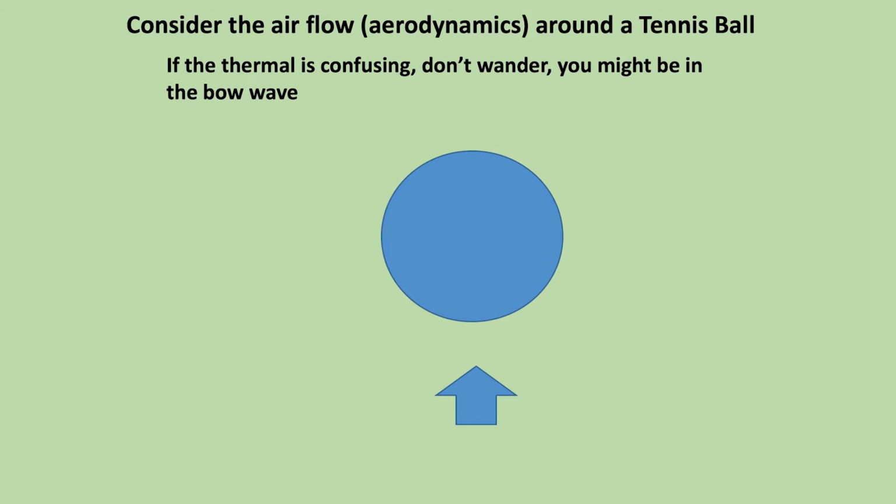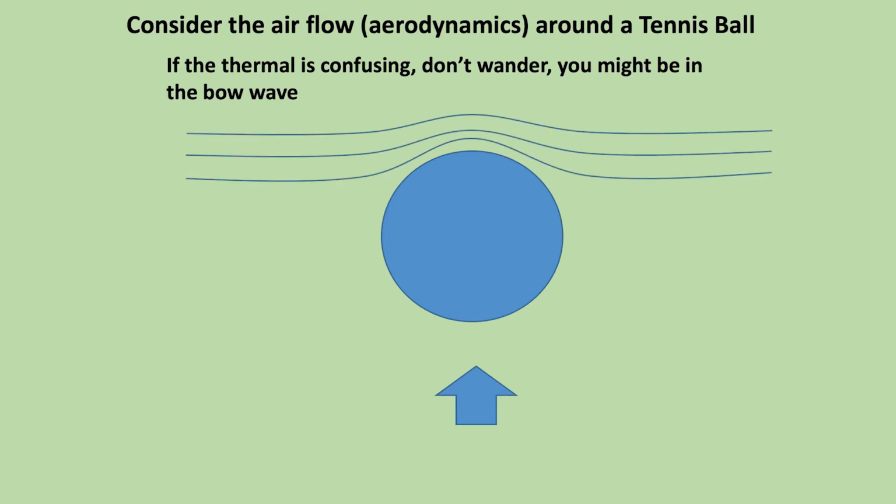Consider the airflow aerodynamics around a tennis ball. If the thermal is confusing, don't wonder. You might be in the bow wave.